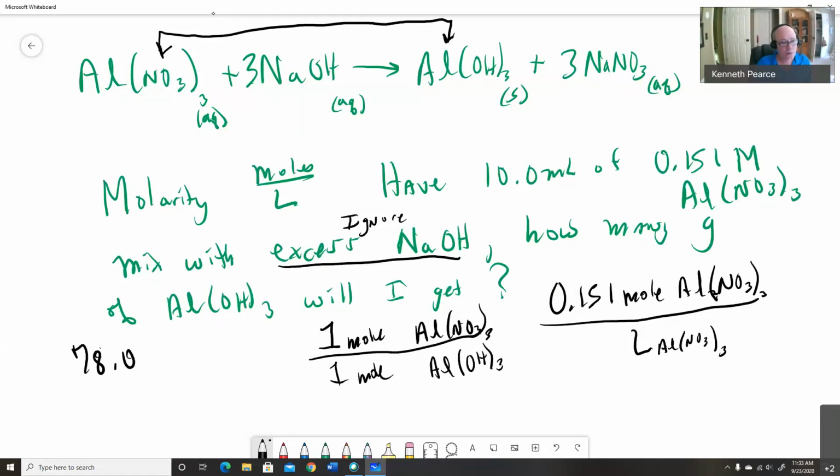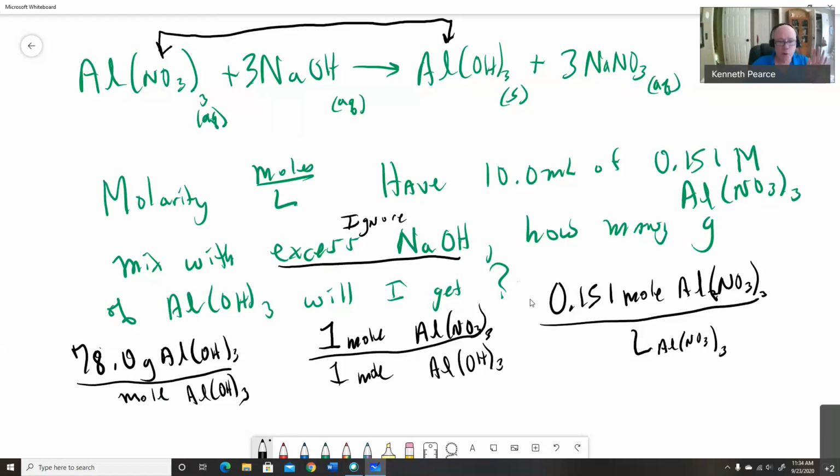aluminum hydroxide for every mole aluminum hydroxide. And you see that, other than having to pull down the molarity and write it down as moles over liters, we've done exactly the same thing that we were doing in chapter 3. The exact same thing.